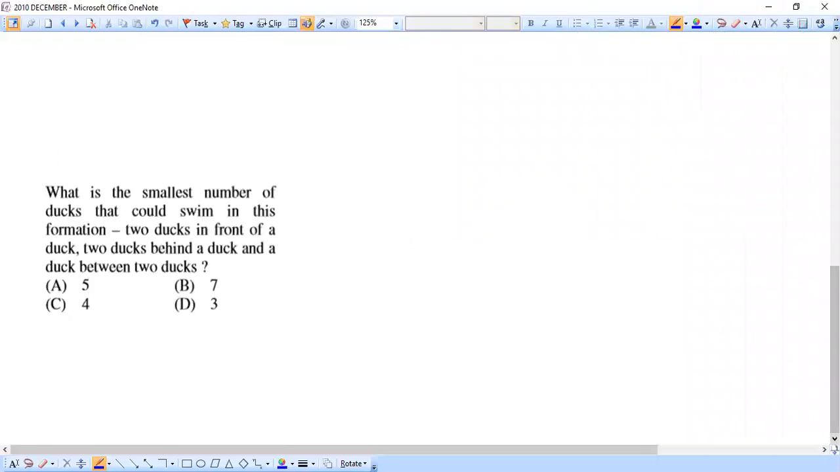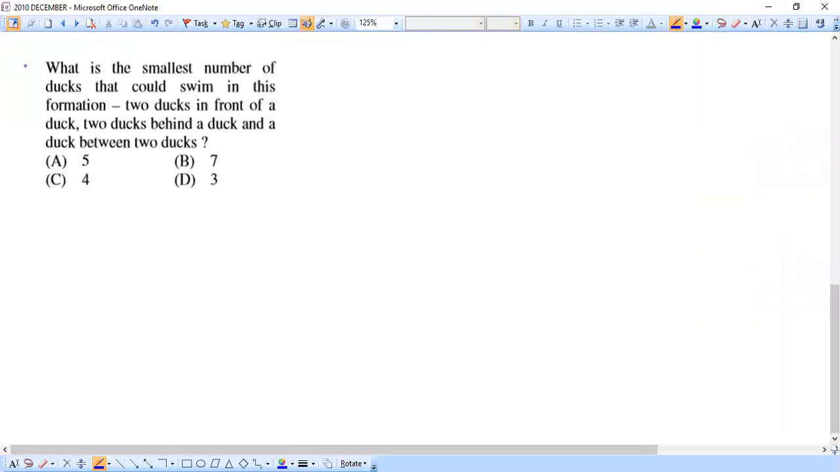Yes. Question number 2. This is actually a very basic reasoning question, and it is from numbers. Let's see what this question is. What is the smallest number of ducks we can have that could swim in the following formation?